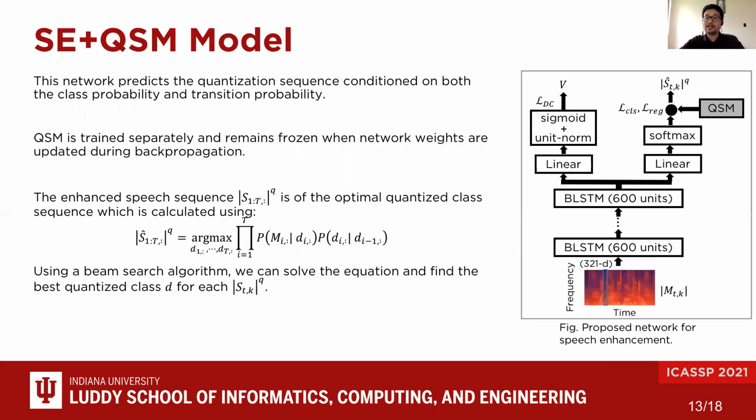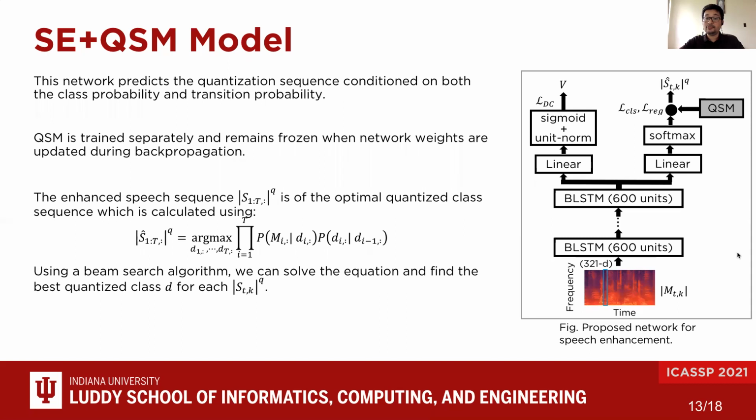Now we incorporate the quantized spectral model into our speech enhancement model. Therefore, this network predicts the quantization sequence conditioned on both class probability and transitional probability. QSM is trained separately and remains frozen when network weights are updated during backpropagation. The enhanced speech sequence SQ is of the optimal quantized class sequence, which is calculated by maximizing both class and transitional probability. Using a beam search algorithm, we can solve the equation and find the best quantized class D for each SPK-Q.